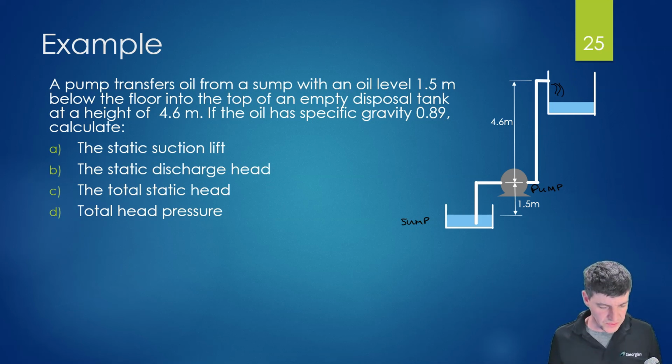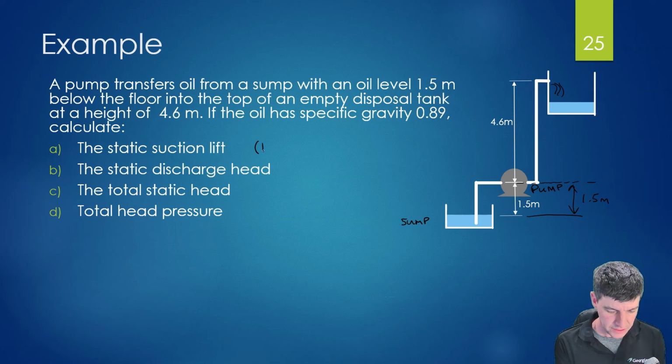So we're going to try and figure out a few terms here. Let's figure out what our static suction lift is. Our static suction lift is the distance between the lowest level in our system, the top level of that sump, and the center line of the pump. In this case, 1.5 meters is going to be our static suction lift.